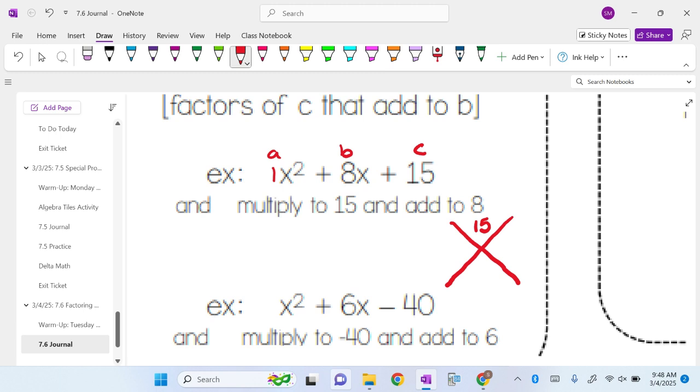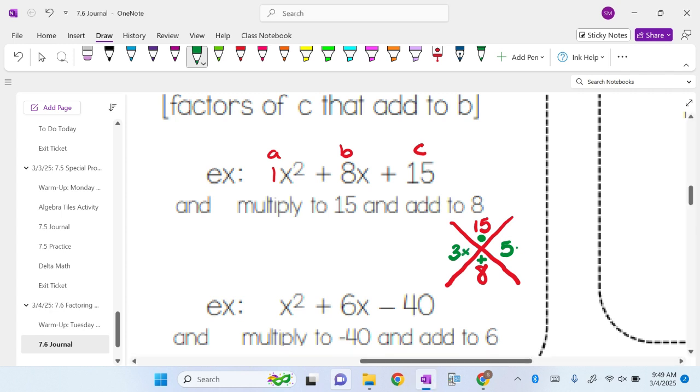So we already dealt with A and C. What's left over? B. So B goes on the bottom. So remember, I need 2 numbers that multiply to 15 but add to 8. What are those 2 numbers? 3 times 5. And they're both positive because the 15's positive and the 8's positive.